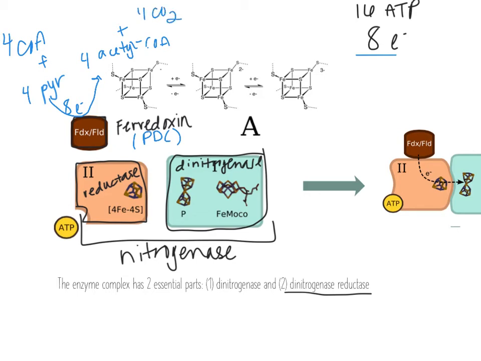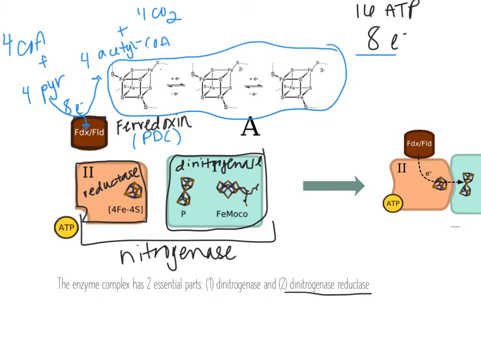Now, if you remember, the PDC would have also generated NADH as the electron carrier. That doesn't happen in this case. That's the big difference. Instead, the electrons are harbored within ferredoxin, because ferredoxin has these iron sulfur clusters that can hold on to electrons. And it can hold on to about 2 electrons at a time.